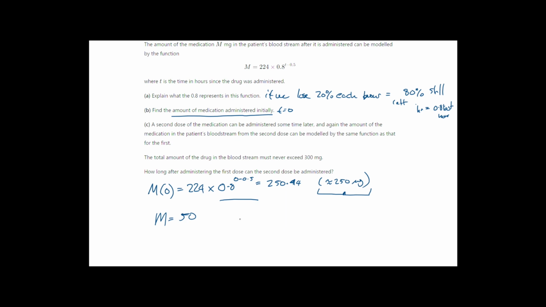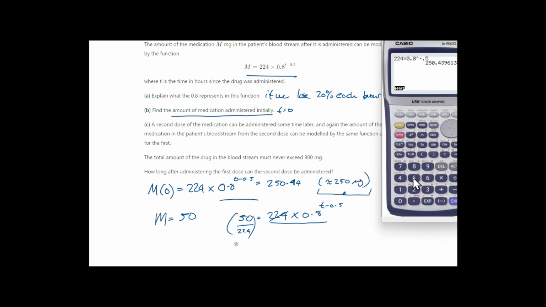All right, so we want to set our m equal to 50 and solve this one for t. 224 times 0.8 to the power of t minus 0.5, and we want to solve for t. So again, let's make our life a bit easier. Divide both sides by 224, and I don't think that's going to be nice to us.